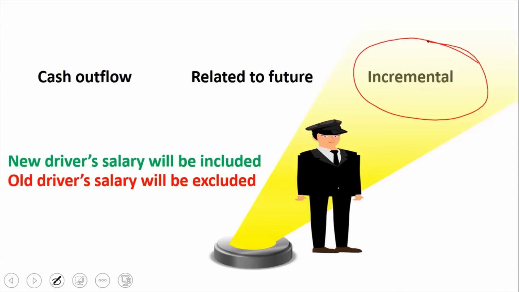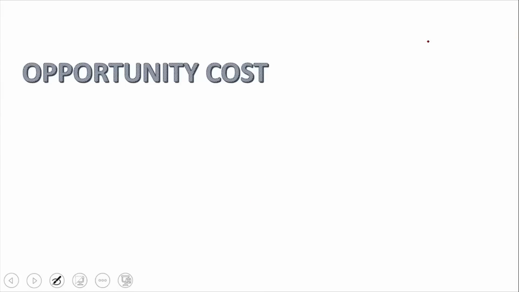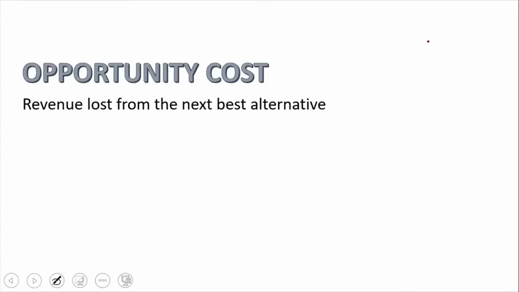So those are the three features of relevant costing. It should be a cash outflow, it should be related to the future, and it should be incremental or additional. Opportunity cost. This is also a very important concept. Let's see the definition. Revenue lost from the next best alternative.